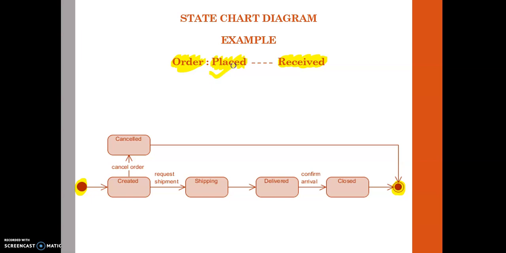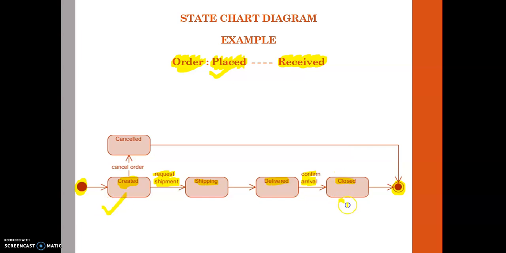So when we say placing the order, here we are assuming that the user has already logged into the system and is ready to place the order, after viewing all the products and everything. So the first thing is created, or placed, order placed. Now once the order is placed, the next request will be shipping, right? This is the request shipment. So after it, shipping. After shipping, delivered, right? It is delivered, and confirm arrival and closed.